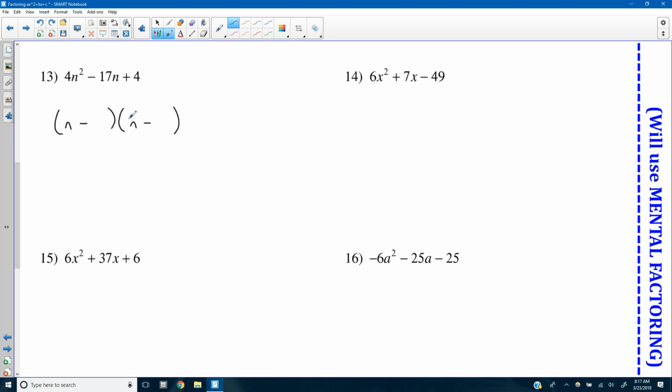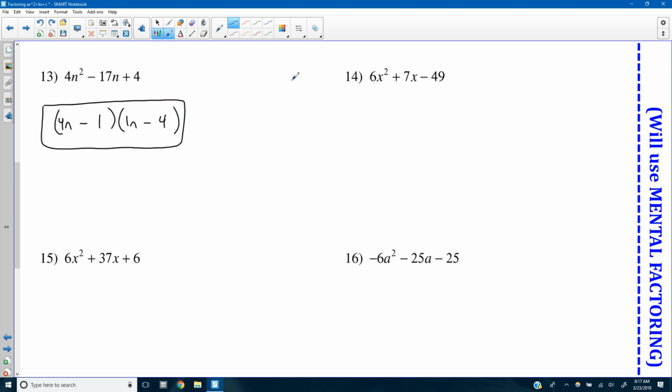I'm going to try 4 and 1. So 4 and 1 would have to be it, otherwise it won't work. 4n times negative 4 is negative 16. 1 times negative 1 is negative 1. Negative 16 minus 1 is negative 17. There it is. 4n minus 1 times 1n minus 4.